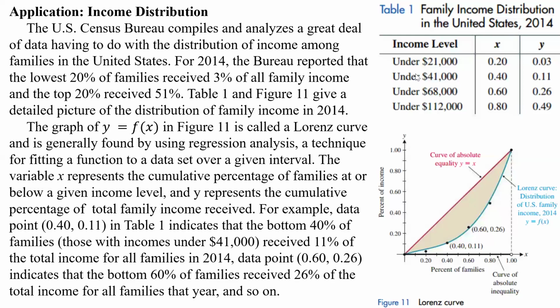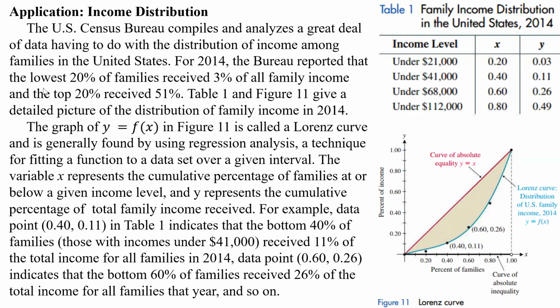All right, so the last thing we're going to talk about is the application, which is really the income distribution. The U.S. Census Bureau compiles and analyzes a great deal of data having to do with the distribution of income among families in the U.S. In 2014, the Bureau reported that the lowest 20% of families received 3% of all family income, and the top 20% received 51%. So if we look at this, under 21,000, that's 20% of the families, and they received 3% of all that.